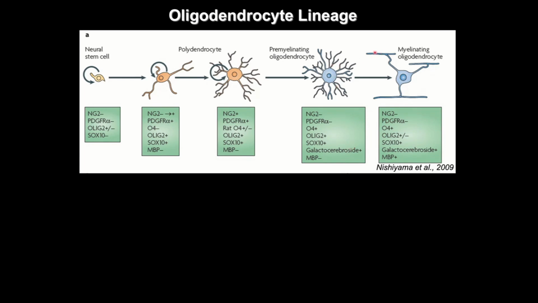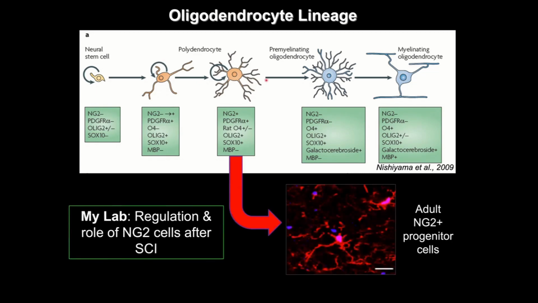Then as these cells find axons and form mature myelin, it's at this point that they're considered a myelinating mature oligodendrocyte. So this is what typically happens during development. But it turns out there's a population of these NG2 progenitor cells that are maintained into adulthood. So these NG2 positive cells have these long branch processes. They're actually found throughout the white matter and the gray matter in the adult central nervous system, throughout the spinal cord and the brain.